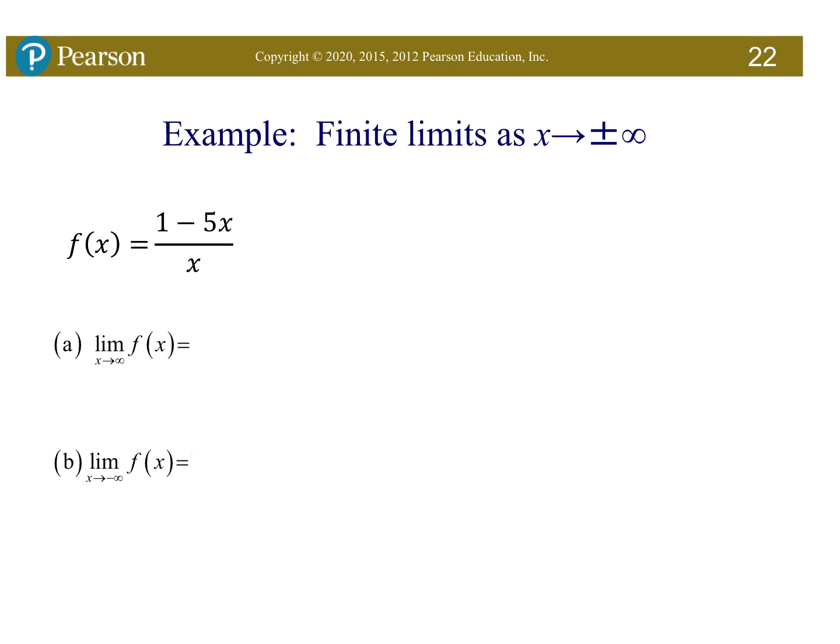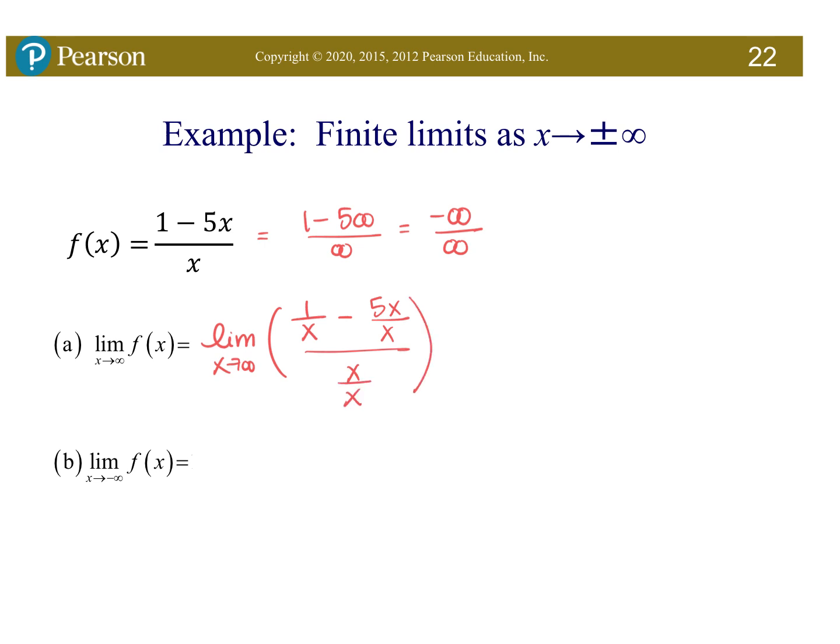If I plug in infinity, I will get 1 minus 5 times infinity over infinity. 5 times infinity is infinity, so I get negative infinity over positive infinity, which is indeterminate. So I go back and say, all right, I'm going to divide everything through by the highest power of x present in this problem, which again, in this one, happens to be x to the first. So everything gets divided by x to the first. And then I simplify.